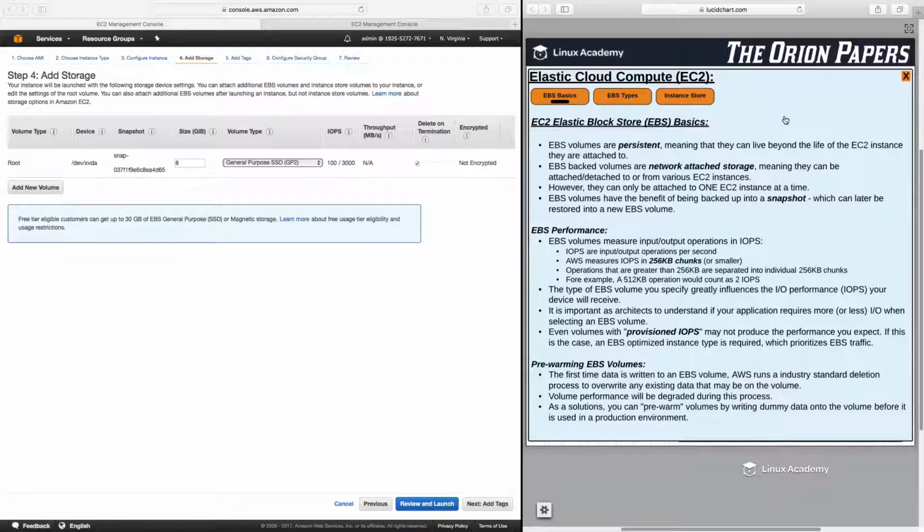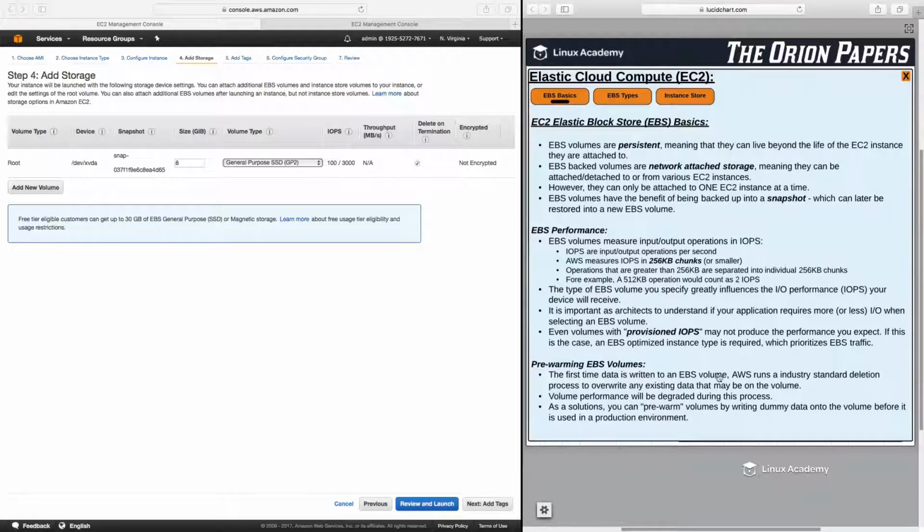However, it's important to understand that they can only be attached to one EC2 instance at a time. You cannot have an EBS volume that is attached to two instances at the exact same time. EBS volumes have the benefit of being backed up into a snapshot, which we're going to talk about later on in this section, and these snapshots can be later restored into new EBS volumes. So it's a really great backup feature that provides an easy way to restore backed up volumes.